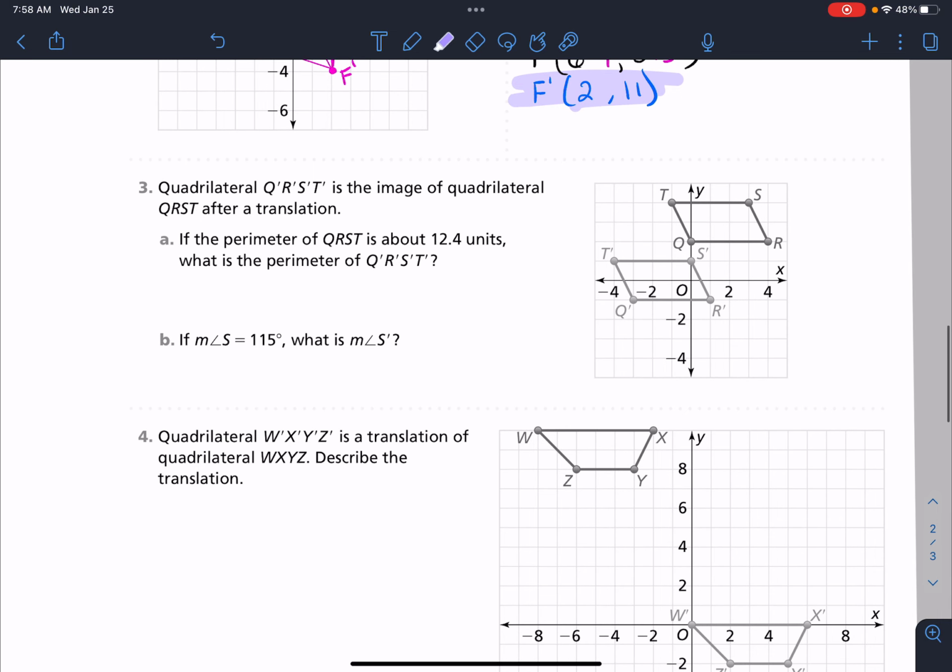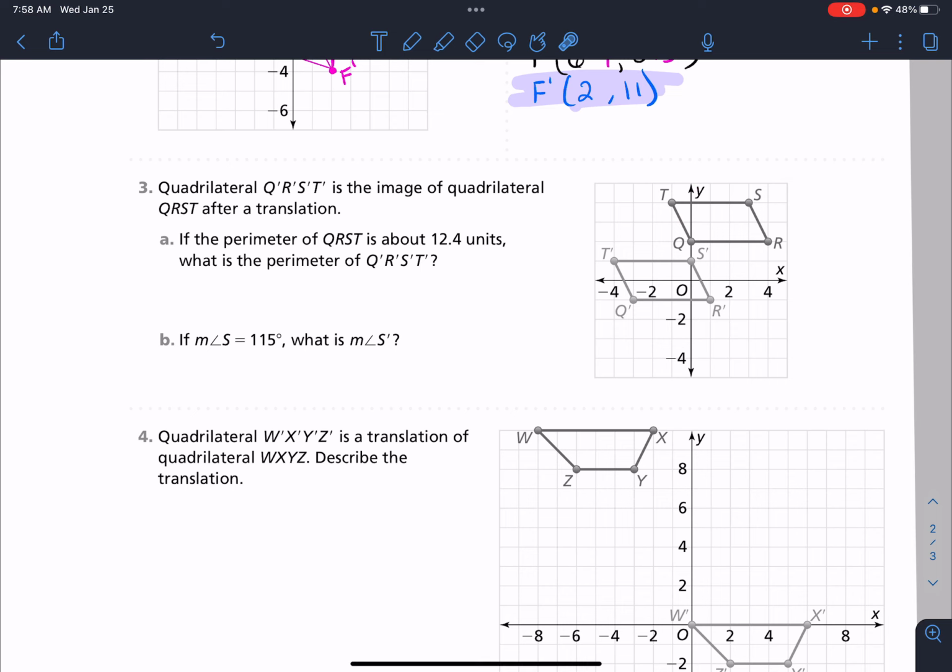All right, number 3, quadrilateral Q prime, R prime, S prime, T prime is the image of the quadrilateral QRST after translation. If the perimeter of QRST is about 12.4 units, what is the perimeter of Q prime, R prime, S prime, T prime? Now don't let that scare you. Perimeter is just the distance all the way around a shape. So the distance all the way around.